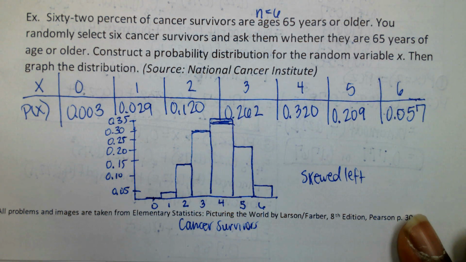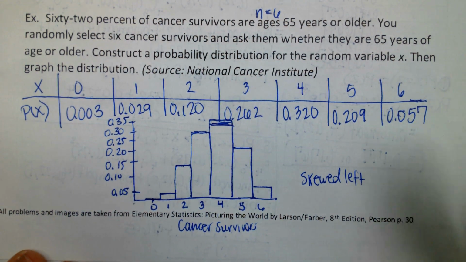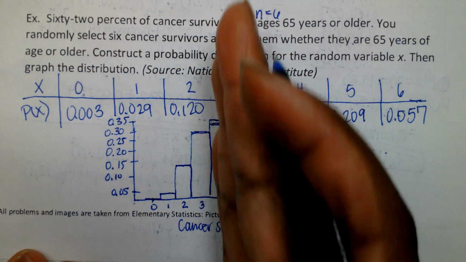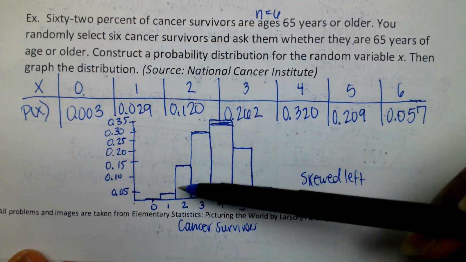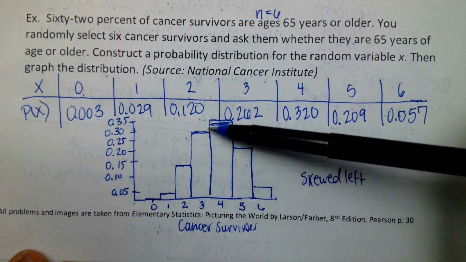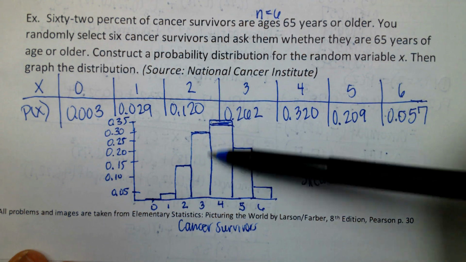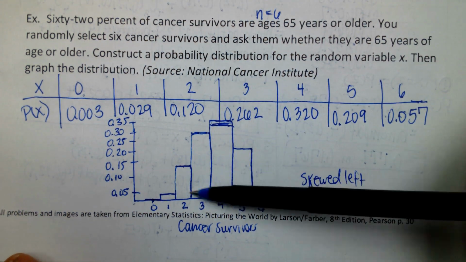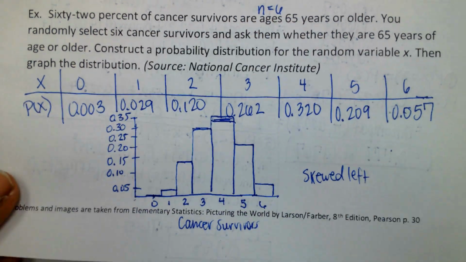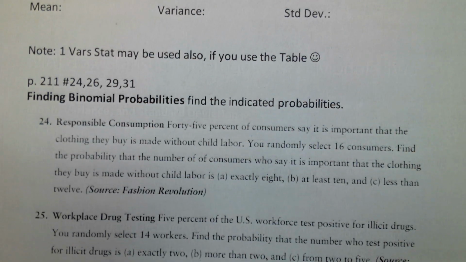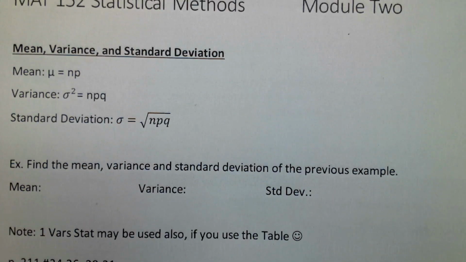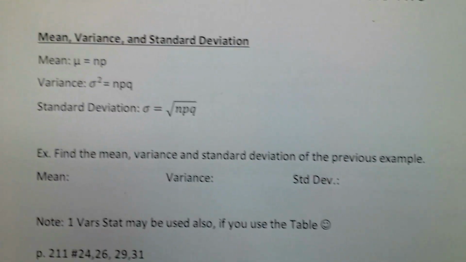So let's talk about this graph because we're going to talk about mean, variance, and standard deviation in a minute. So remember, the mean is where we think the middle of our graph is, and that's where most of our data is. Our bars are peaking somewhere in here, so that's where our mean is going to be. Let's talk about how to calculate mean when we have those probabilities.